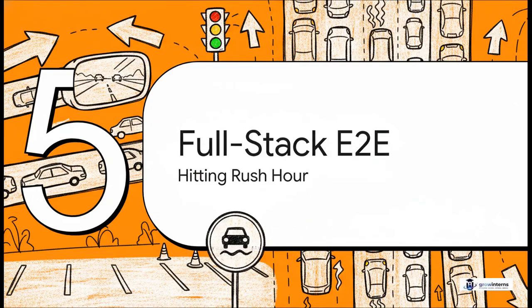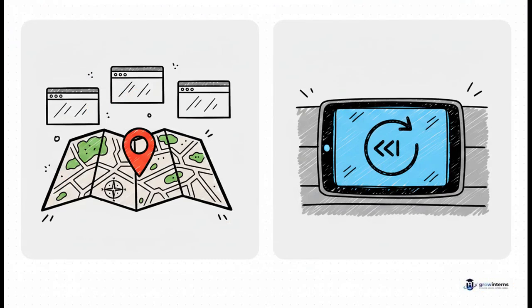We are officially hitting the road in live rush hour traffic. You've checked your mirrors, you've practiced in the lot. Now it's time for the real thing. You've basically got two main choices here. Playwright is your cross-city GPS. It drives multiple browsers and is ridiculously fast, making it excellent for CI pipelines.